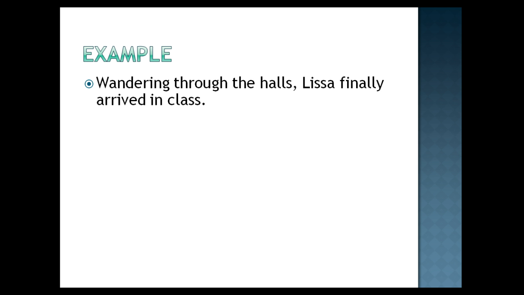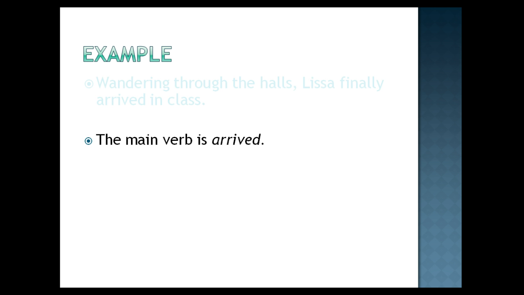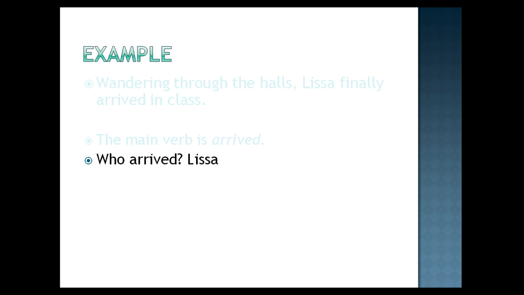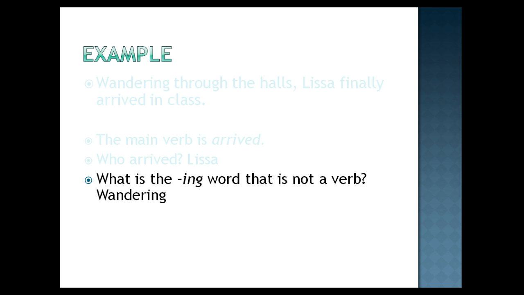An example: Wandering through the halls, Lissa finally arrived in class. Look at the sentence, we're going to find our verbs. We have arrived, and it looks like wandering is a verb, but it's an ing. Is there a helping verb in front of it? Well, no, because it's actually the first word in the sentence. So in that case, wandering is not going to actually be a verb. So arrived is the verb, with the simple subject, who arrived, is Lissa. And the ing word that's not a verb, because there's no helping verb, is wandering.